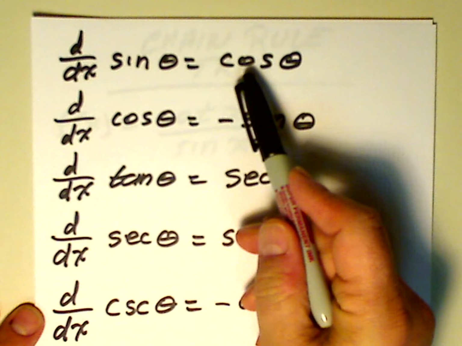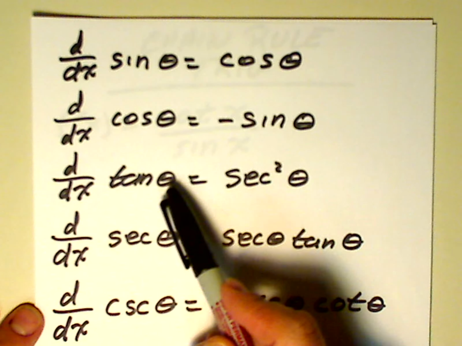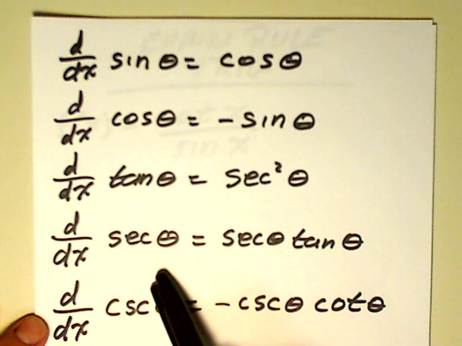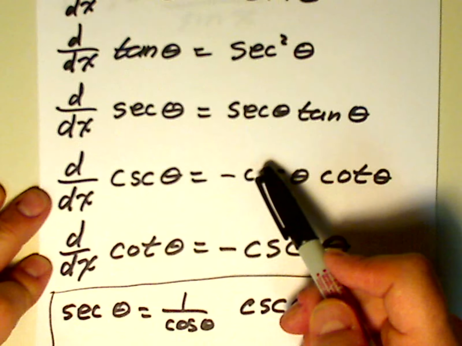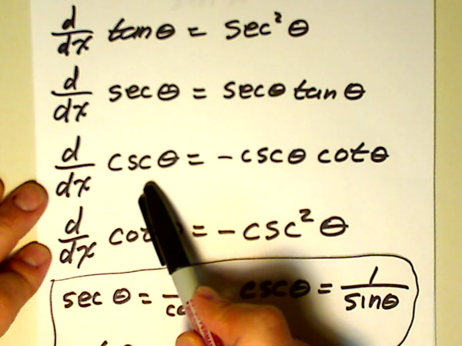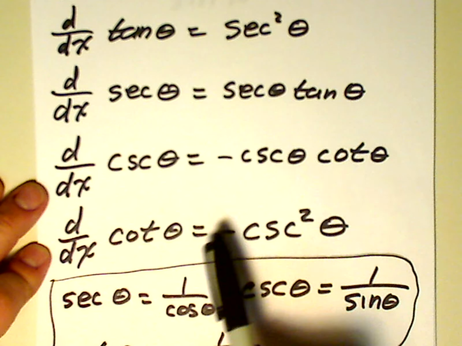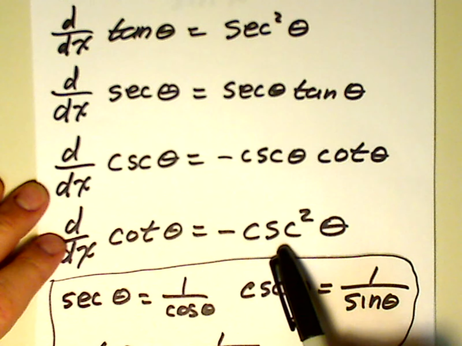The derivative of sine theta is cosine theta. The derivative of cosine theta is negative sine theta. The derivative of tangent theta is secant squared theta. The derivative of secant theta is secant theta times tangent theta. The derivative of cosecant theta is negative cosecant theta times cotangent theta. The derivative of cotangent theta is negative cosecant squared theta.